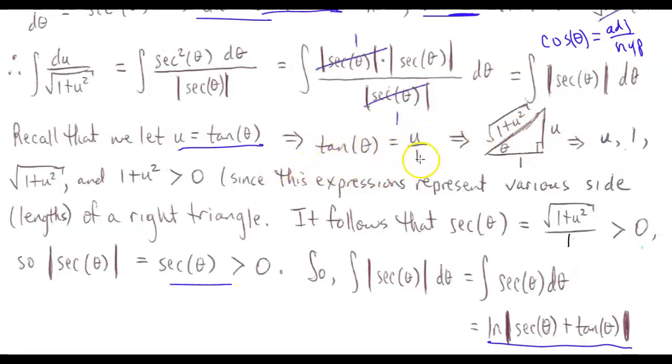So we know that tangent theta is equal to u over 1, which is the same as opposite over adjacent to the angle theta. And of course, if we use what's better known as the Pythagorean theorem, we get this square root of 1 plus u squared here. And of course, u, 1, and the square root of 1 plus u squared are all greater than 0, because we're talking about sides of a right triangle. Therefore, your secant theta is just going to be the reciprocal of cosine. Cosine is adjacent over hypotenuse, which is 1 over the square root of 1 plus u squared. So the reciprocal of that is just the square root of 1 plus u squared. Okay, so we say all that.